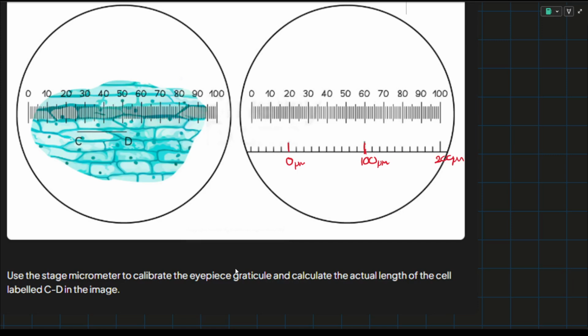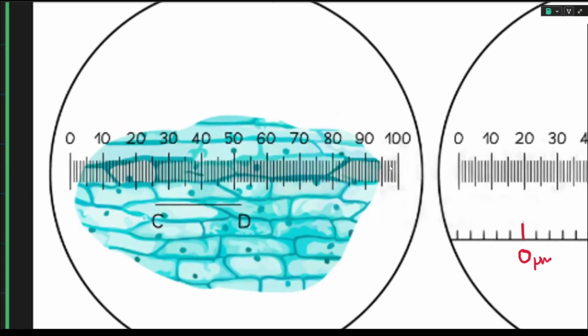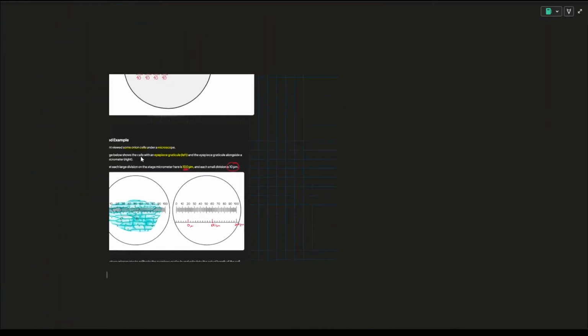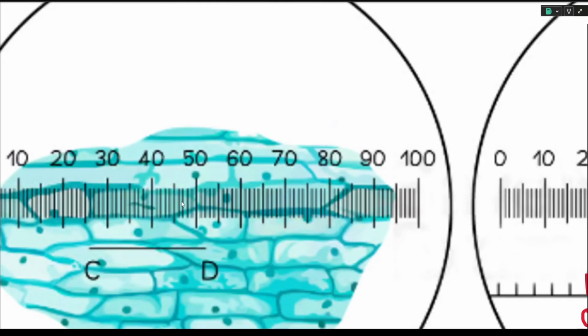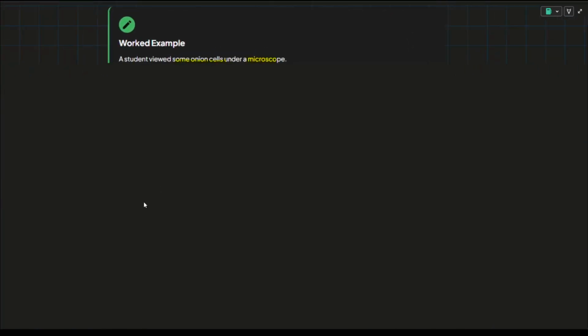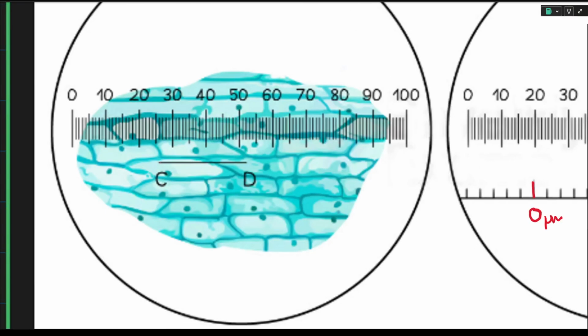Use the stage micrometer to calibrate the eyepiece graticule and calculate the actual length of the cell labeled CD in the image. Now first of all, let's look at the image. I want to zoom in. Do you see? The more I zoom in, the less clear it becomes. What's being affected? Resolution is being affected. Okay, let's see where we have cell CD.